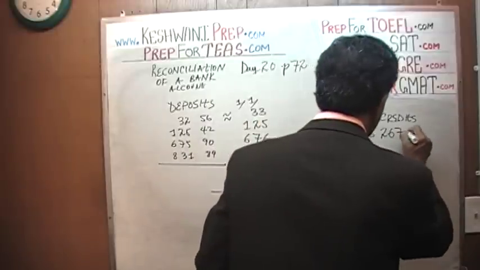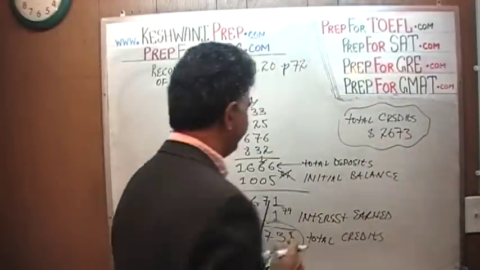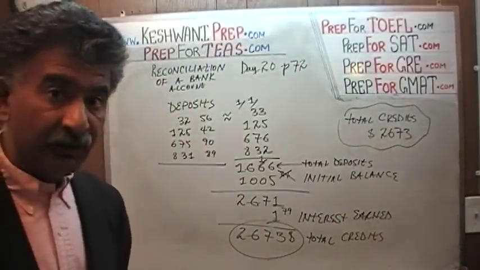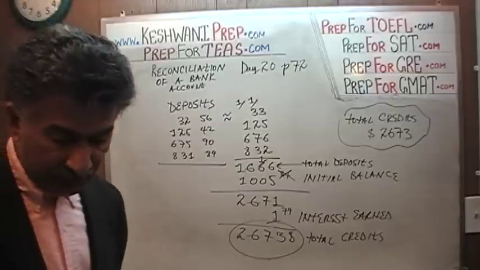2673 are the total credits. This is how easy it is to make a mistake, you see? You must slow down. That's it. The credits are taken care of.